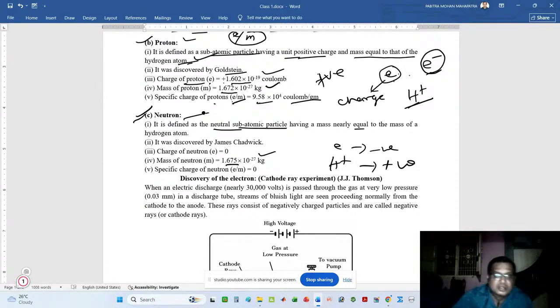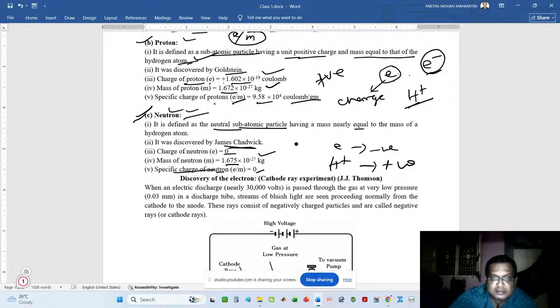Next, if you think about neutron, then neutron was discovered by James Chadwick. The charge of neutron is zero. Mass of neutron I already told you. The specific charge of neutron, that is e by m, is equal to zero.